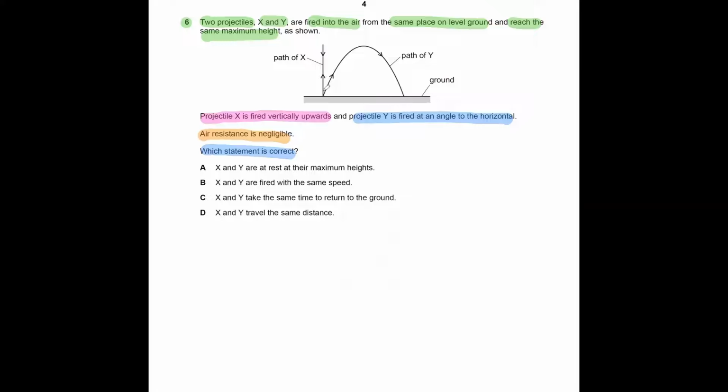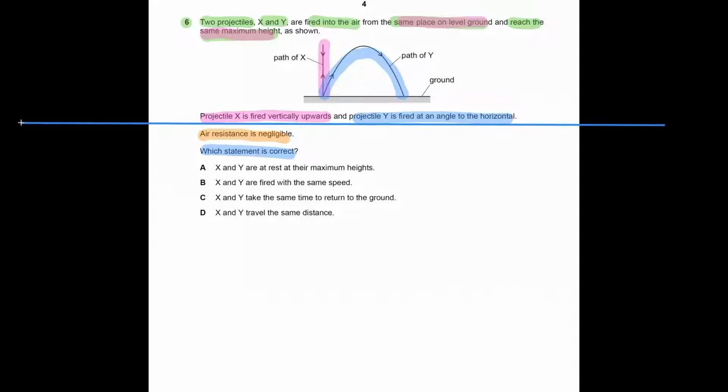So let's first consider in detail what happens for each of the projectiles. Projectile X would move with a straight line like this. Projectile Y will move in a parabolic curve like this. So if we just look at projectile X first, before we go through that, recall that they mentioned that your projectiles were both projected from the same place on level ground and reach the same maximum height. So let's just first draw two lines to represent the starting point, which is the same level ground, and the maximum height.